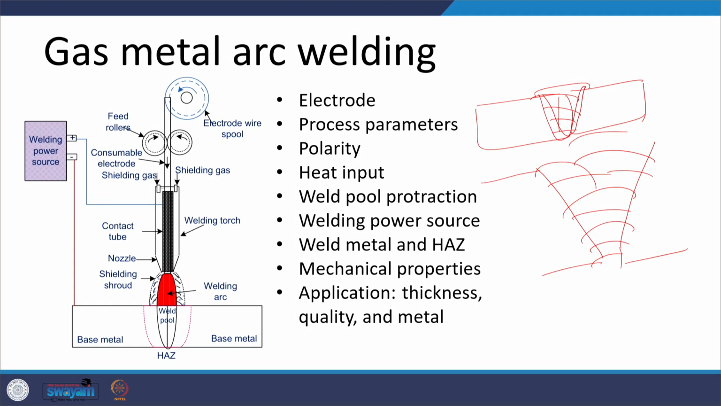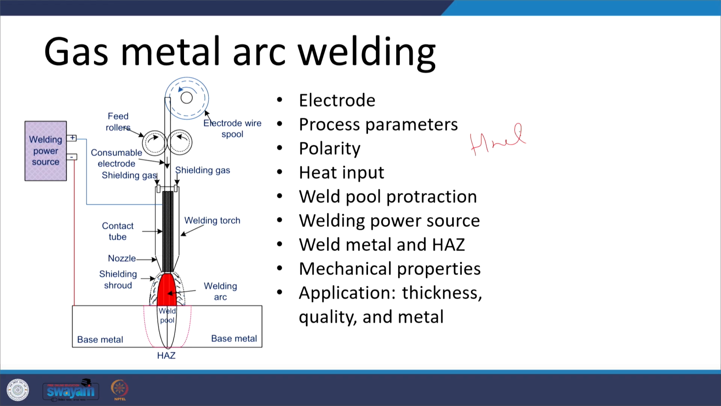So the point here is the H net to be used will depend upon the section thickness to be welded. So what we do, assuming a particular arc efficiency, we use a suitable combination of the welding speed and the current for realizing the desired heat input.